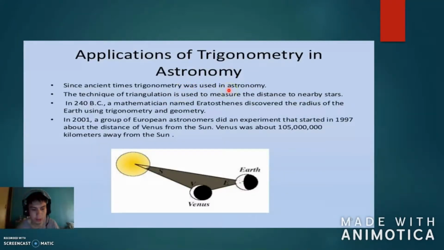In astronomy, which I talked about before, they also use triangles to measure the distance of a star, Venus, or anything. As you can see, Venus is very far away, about 105 million kilometers from the sun. So that's how they use trigonometry.